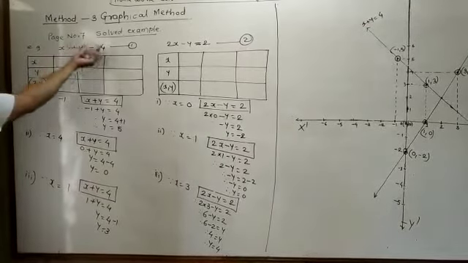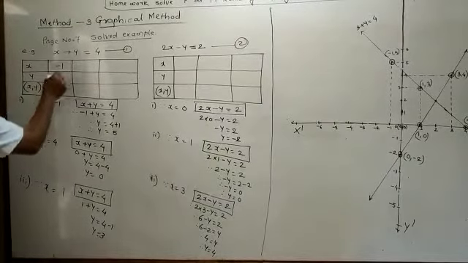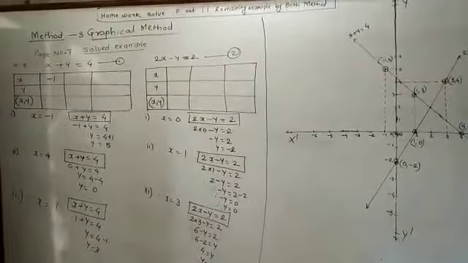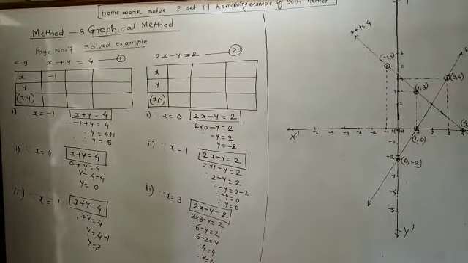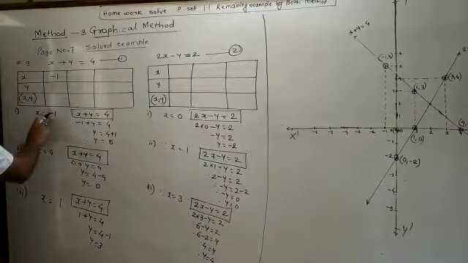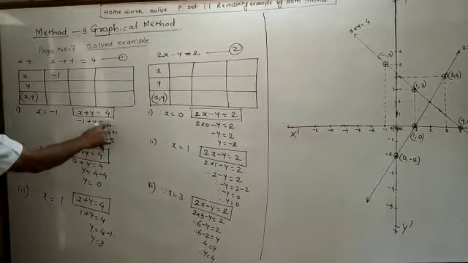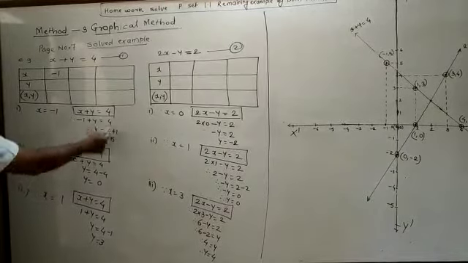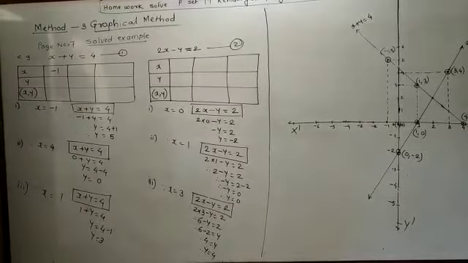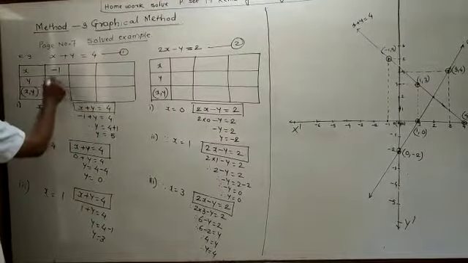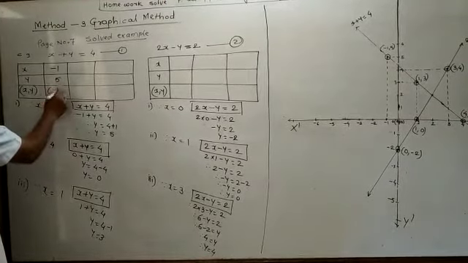Our equation is x plus y is equal to 4. First of all, I will consider the value of x as minus 1 and put it in the equation to find the y coordinate of that point. Minus 1 plus y is equal to 4. Transposing the minus 1 to that side, it becomes plus 1, so y is equal to 4 plus 1, y is equal to 5. Means if the x coordinate is minus 1, the y coordinate is 5, and together the coordinate is (minus 1, 5).